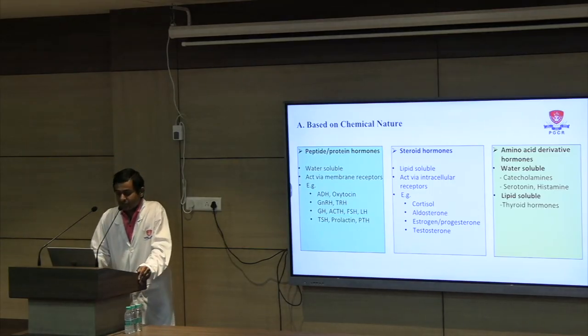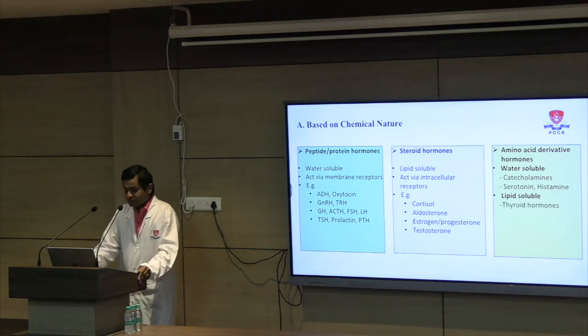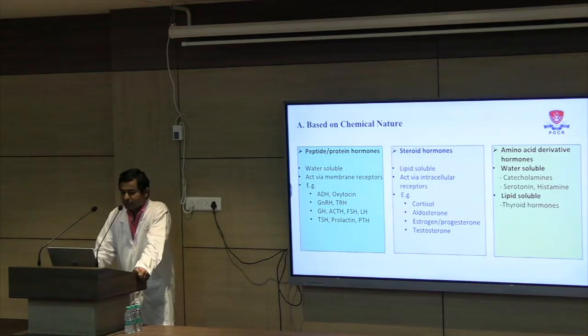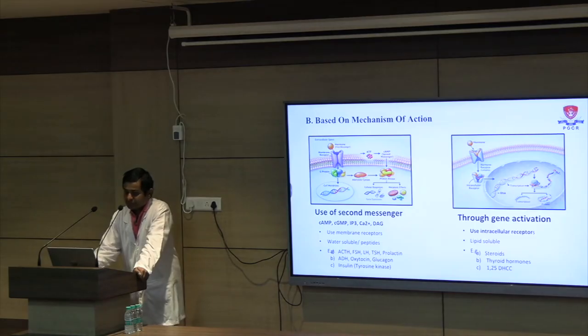The second type are the steroid hormones. They act via intracellular receptors. They are lipid soluble, and examples include cortisol, aldosterone and sex hormones like estrogen. Lastly, we have amino acid derivative hormones. They are further classified into water soluble and lipid soluble. Water soluble amino acid derivative hormones are catecholamines, serotonin and histamine. Lipid soluble are the thyroid hormones.